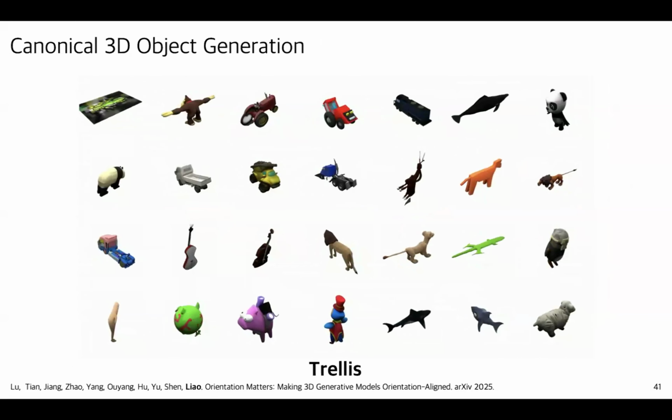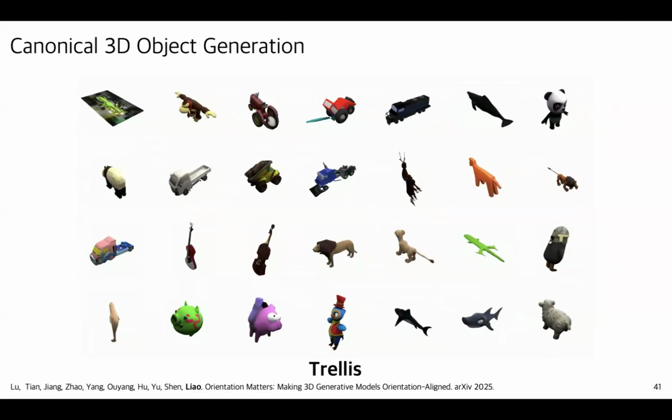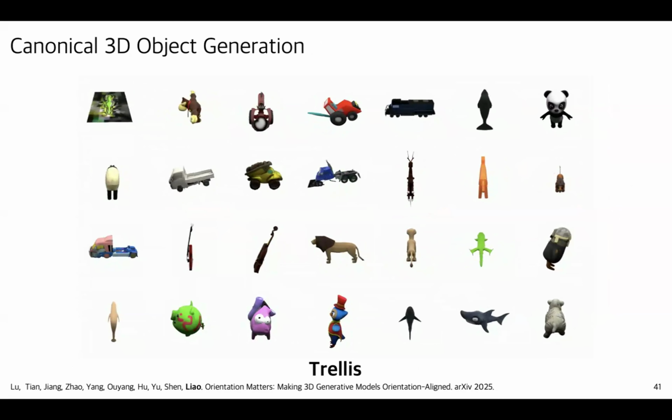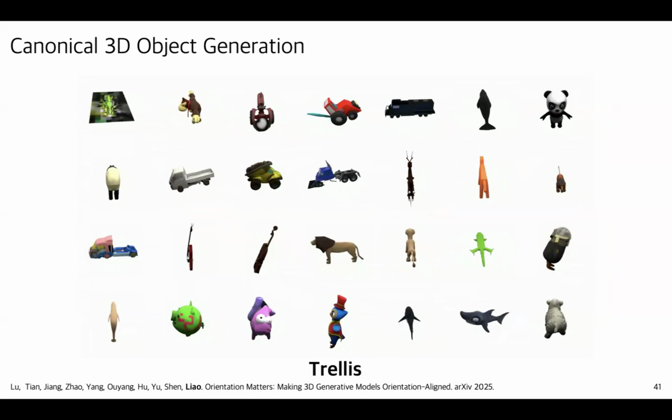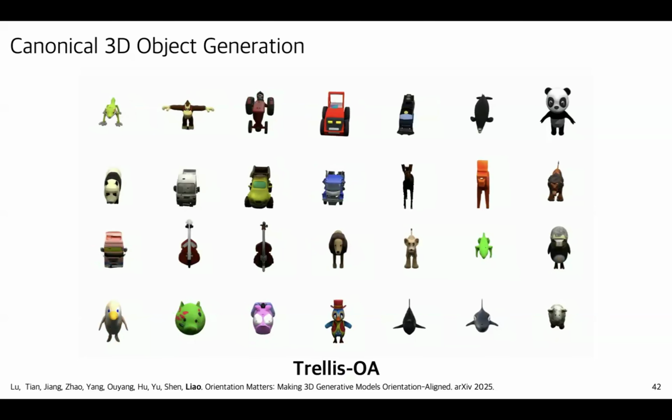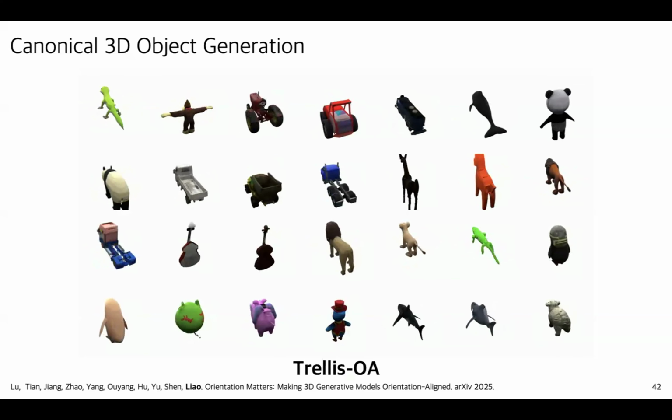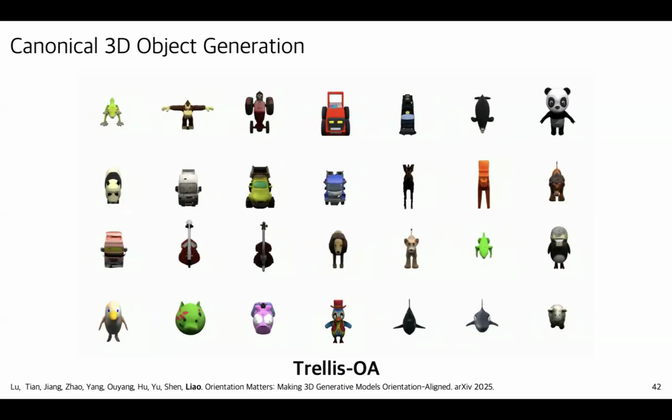With these 14,000 objects, we can then fine-tune existing generative models to make them orientation aligned. Here I show some image-to-3D object generation results from Trellis. I didn't show the original image here, but these are the generated 3D results. What you can observe is that they are placed in kind of arbitrary orientations because of the misaligned original Objaverse dataset. After fine-tuning with these 14,000 objects, this is what we obtain for the same objects, and you can see that they are all nicely aligned to the same direction.